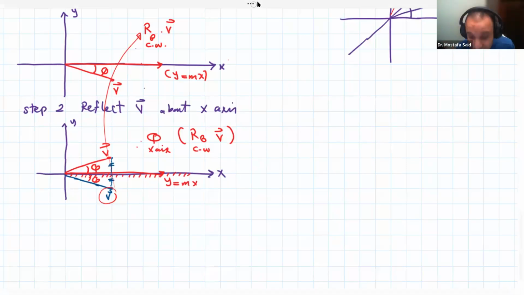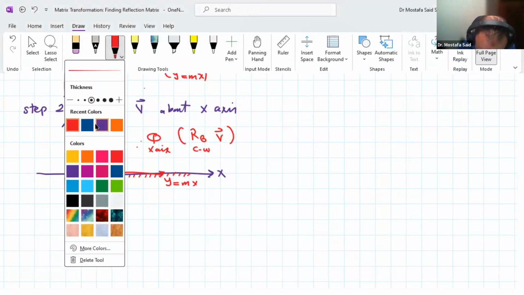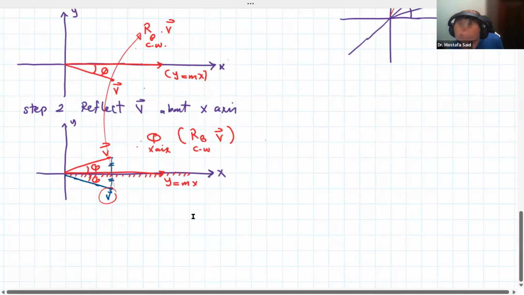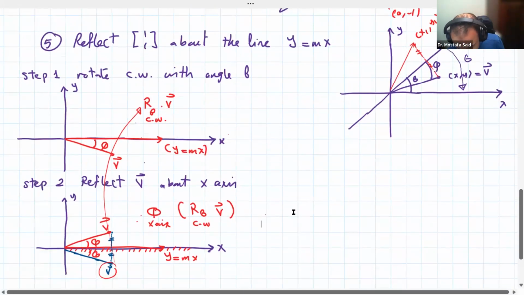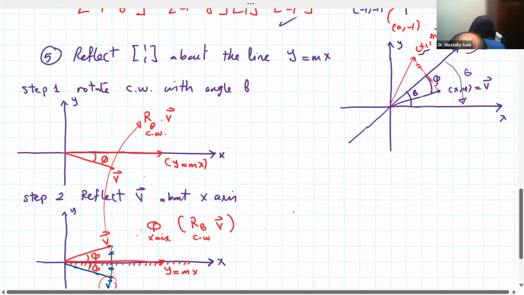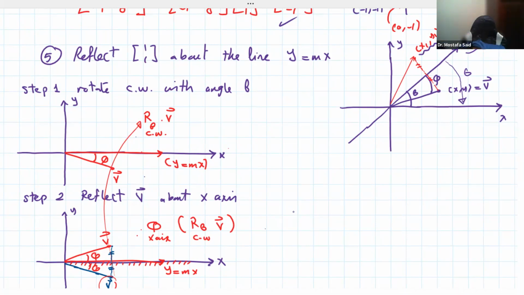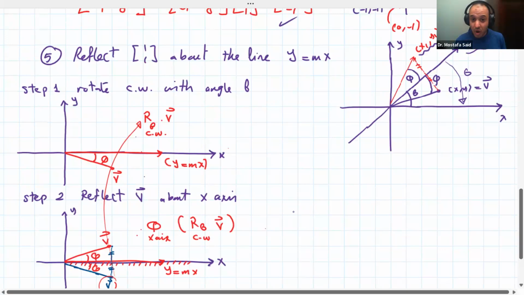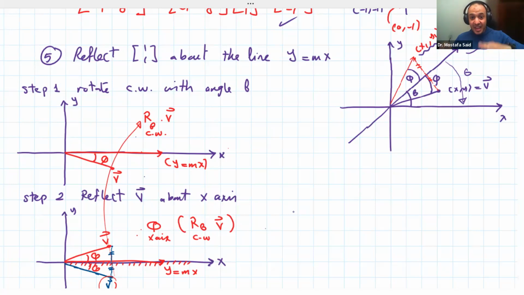Okay. Step 3, which is the final step. Let's now just go back and reflect. What happened here? This vector, which should be the final result that we desire and want, has an angle phi with y equal to mx. That's very good. Now let's rotate. If we rotate everything now, so y equal to mx, which is now still on the x-axis, and the new location of vector v, with an angle theta counterclockwise, what's going to happen?